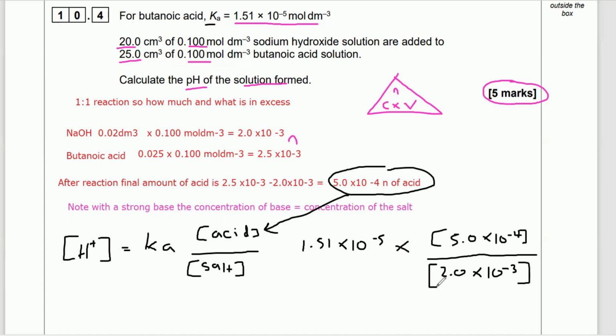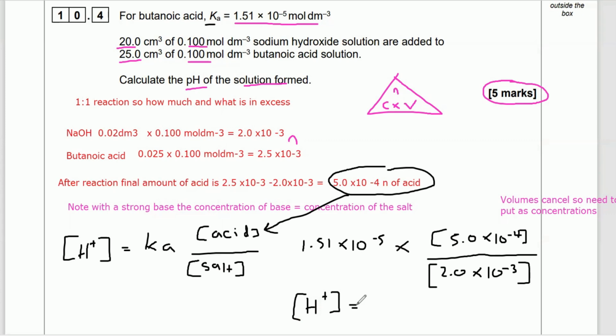So we're going to do the amount of acid left over, which is 5 times 10 to the minus 4, divided by the concentration of the salt, which is equal to the concentration of the base. And then we're going to times that by the Ka. So 1.15 times 10 to the minus 5 times the acid, which is our excess left over, divided by the salt. Remember, there's no base left here. You're not doing acid divided by base. You're doing acid over salt. It just so happens that the salt is equal in moles to the base.